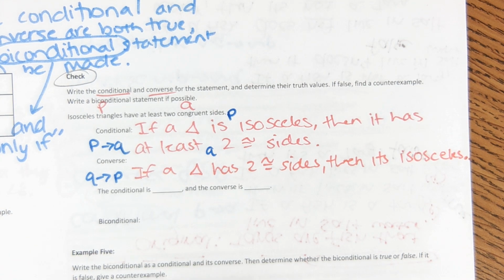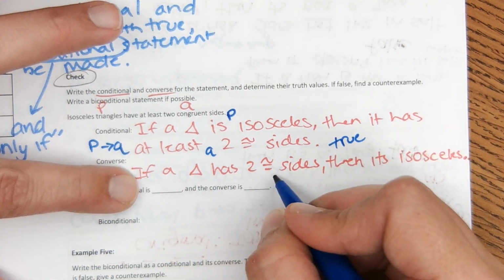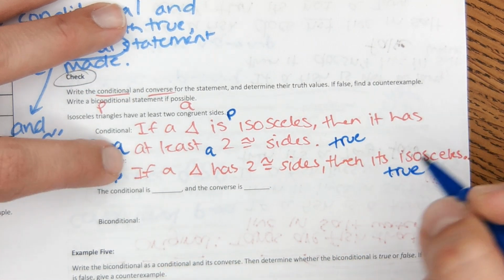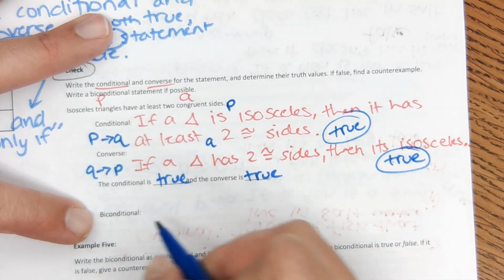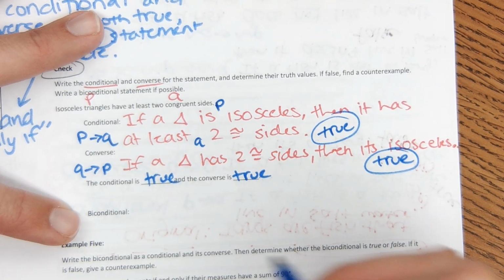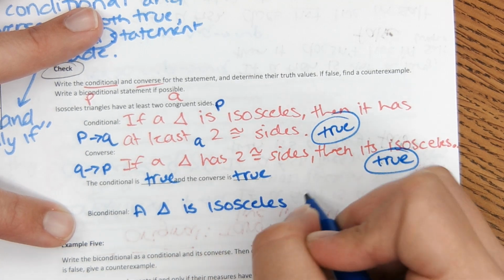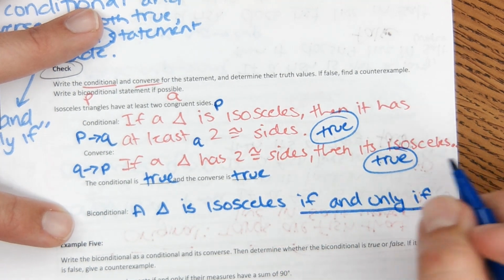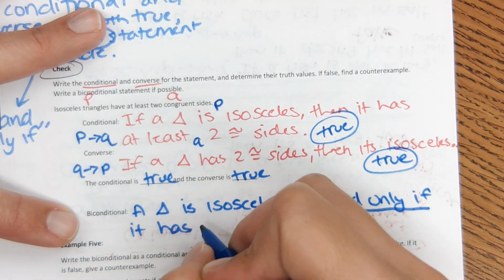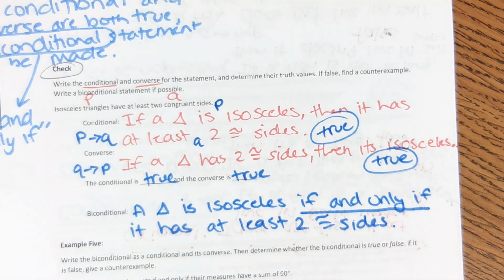Okay, and then we have to determine if these are both true. If a triangle is isosceles, then it has two congruent sides. That is true. If a triangle has two congruent sides, then it's isosceles. That is also true. So since these are both true, we can make a biconditional. And the biconditional would look like this. It would say a triangle is isosceles if and only if, remember that's that key statement for biconditional, it has at least two congruent sides. And that is all.